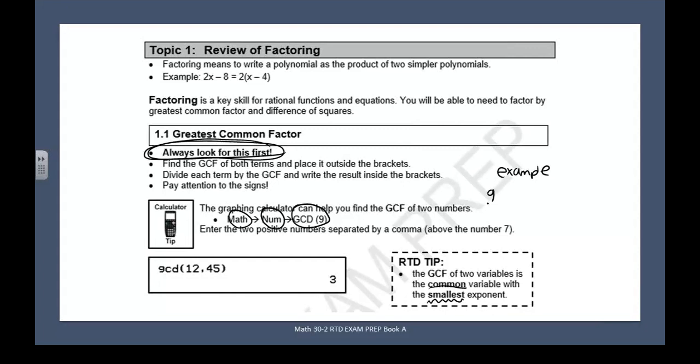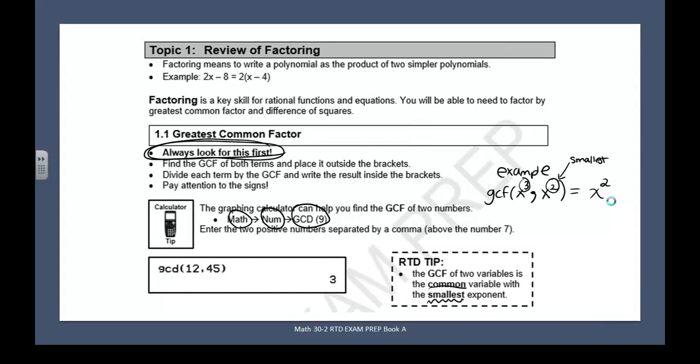If I want to find the greatest common factor of x cubed and x squared, the first thing is, it's a common variable. So see how they both have x's? So I know my greatest common factor is going to be x, and I look at the smallest exponent. Between these two, this one here is the smallest exponent. So the GCF will be x squared.